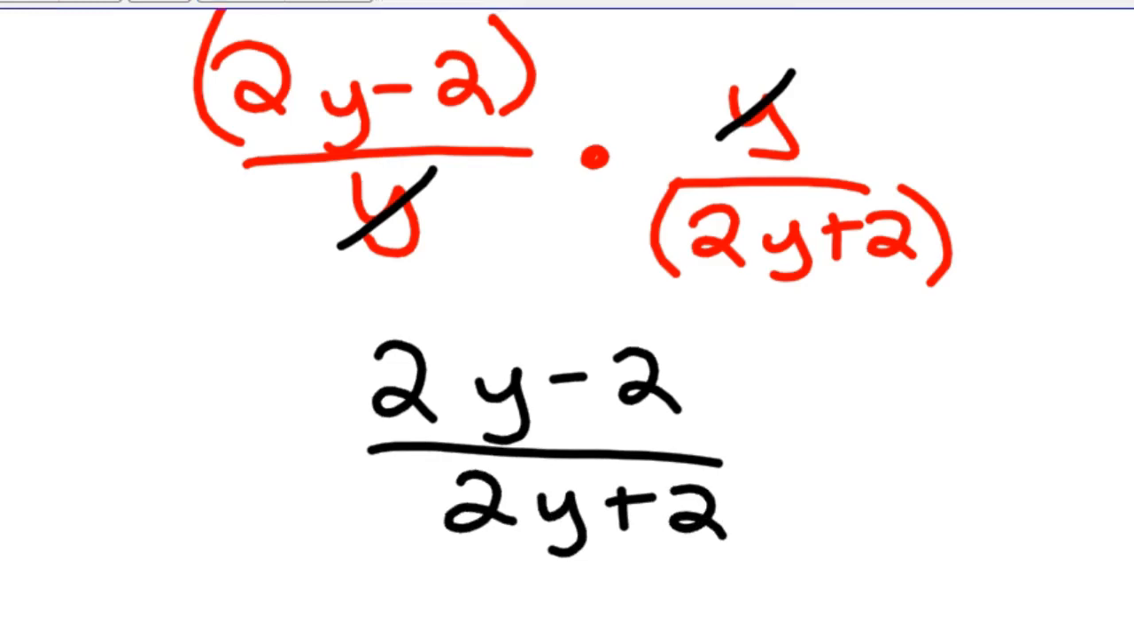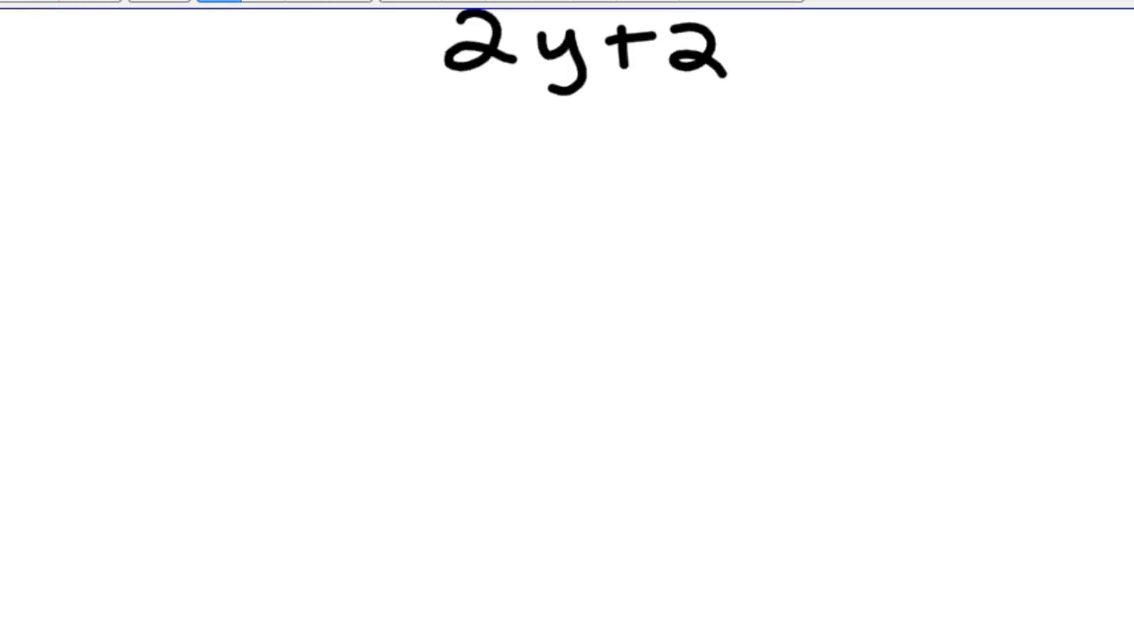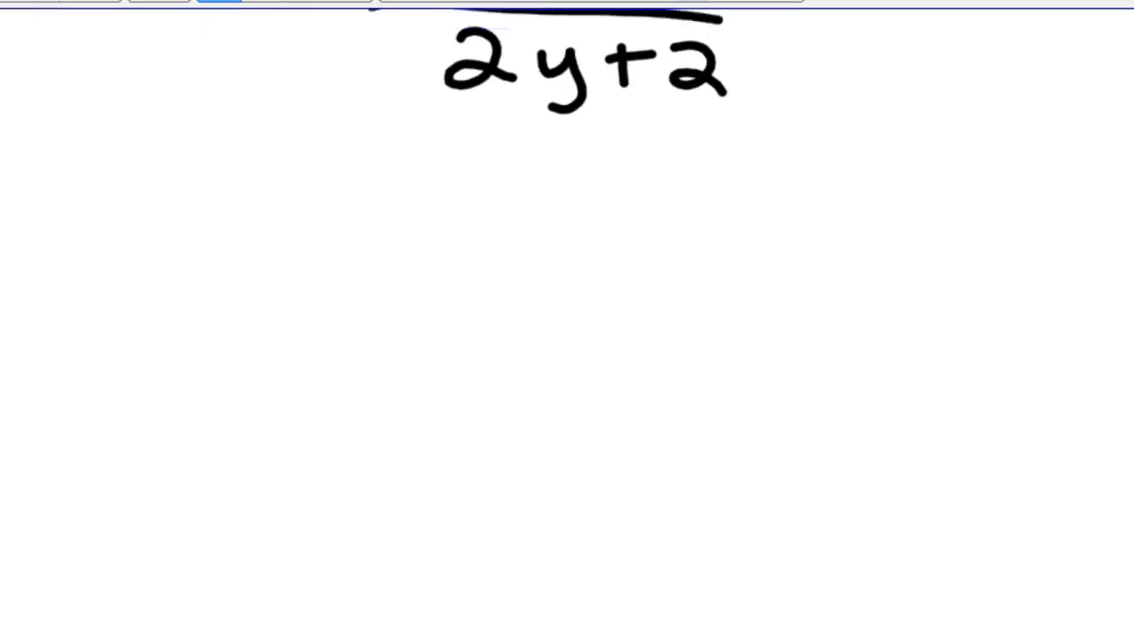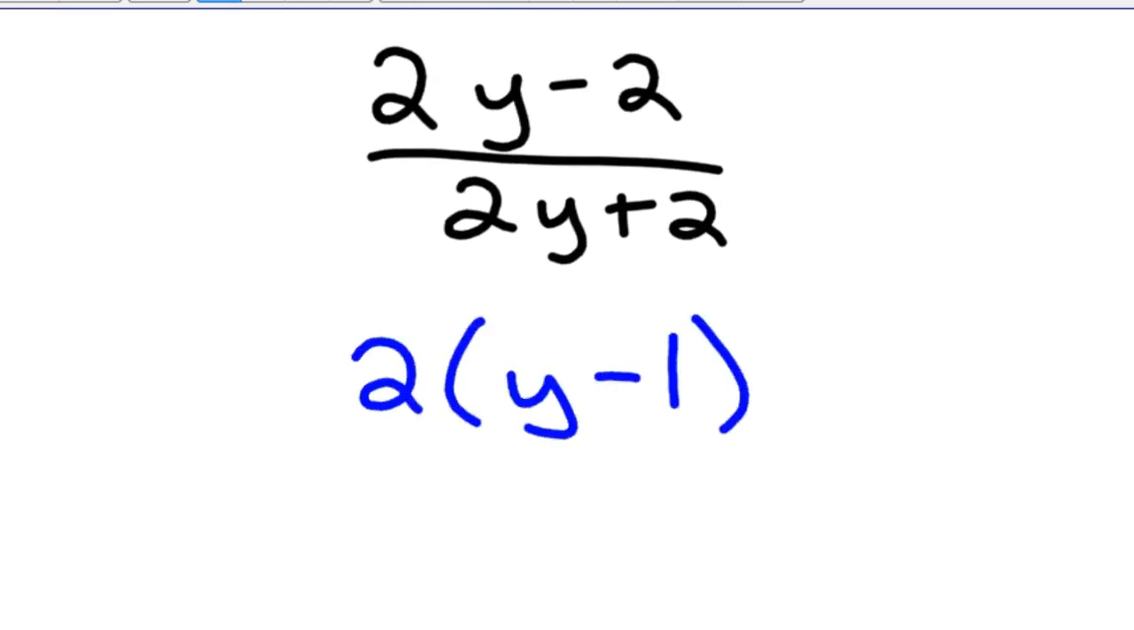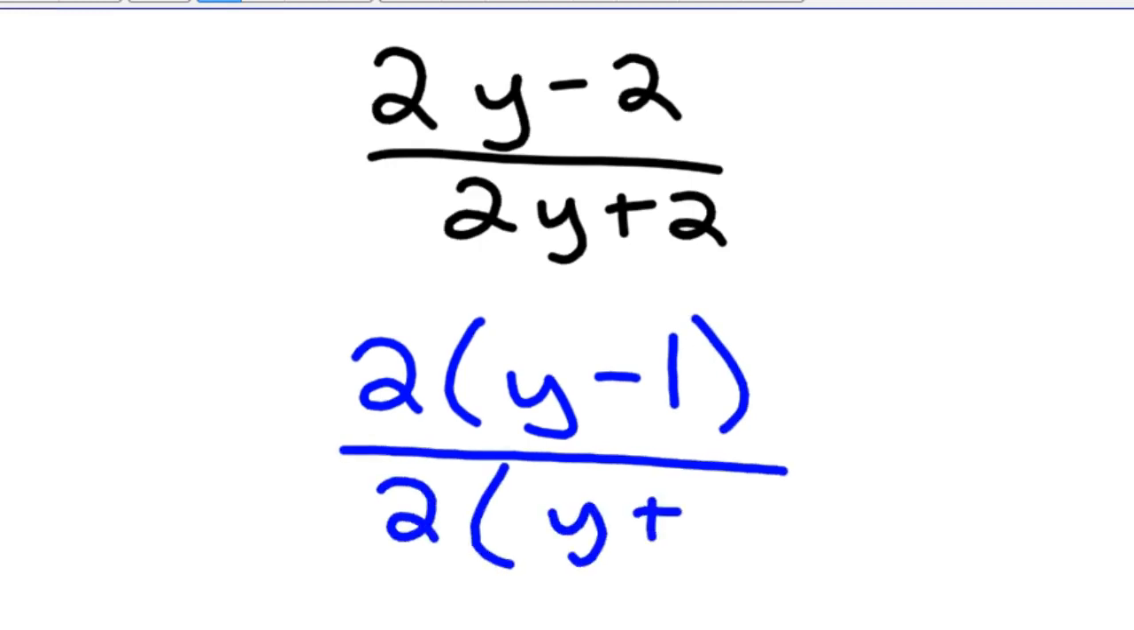Now, there is one more thing we can do here. We can factor out a 2 on the top and the bottom. And so when you do that, you take a 2 out, and you're left with y minus 1 on the top. And on the bottom, you take a 2 out, and you're left with y plus 1. Well, then you've got now a 2 divided by 2 that crosses out.